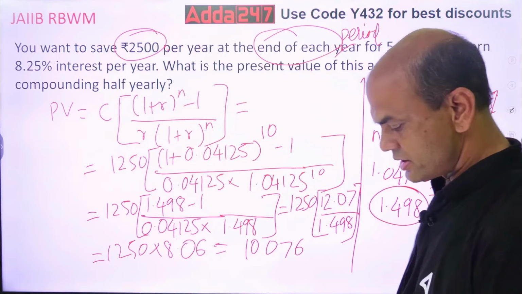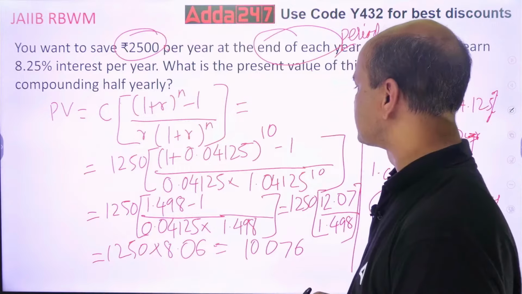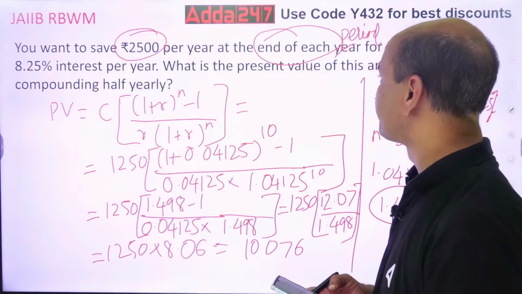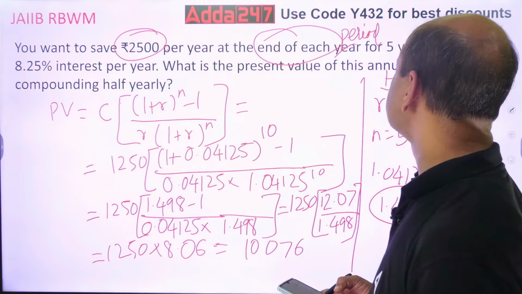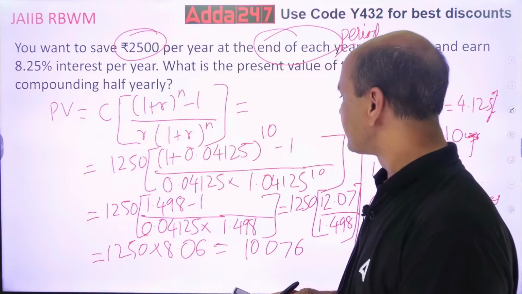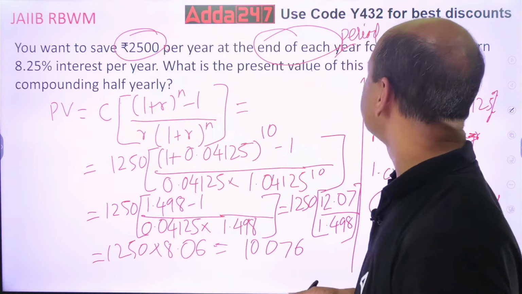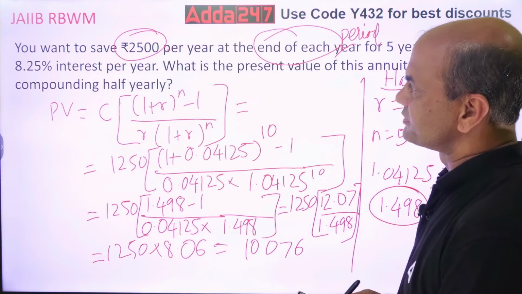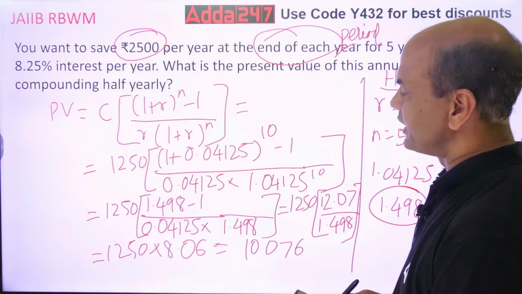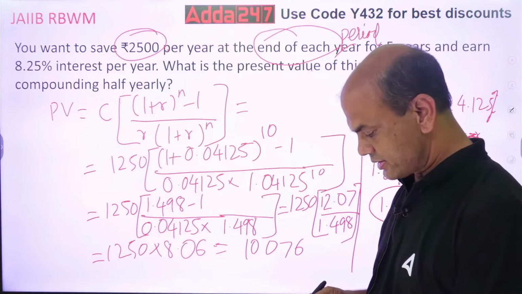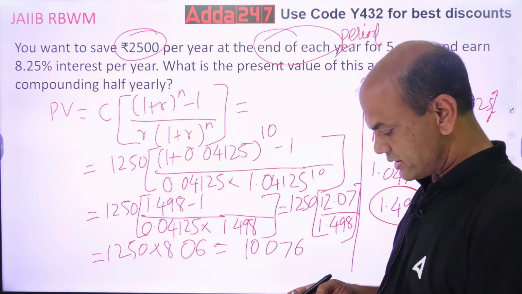Got it? Let's check this again. 1250 I am investing every 6 months, for 10 periods. Correct. So try this. Everyone try this. 1.04125. Is this right? 4.125, 8.25 upon this. So 1.04125 raised to 10.